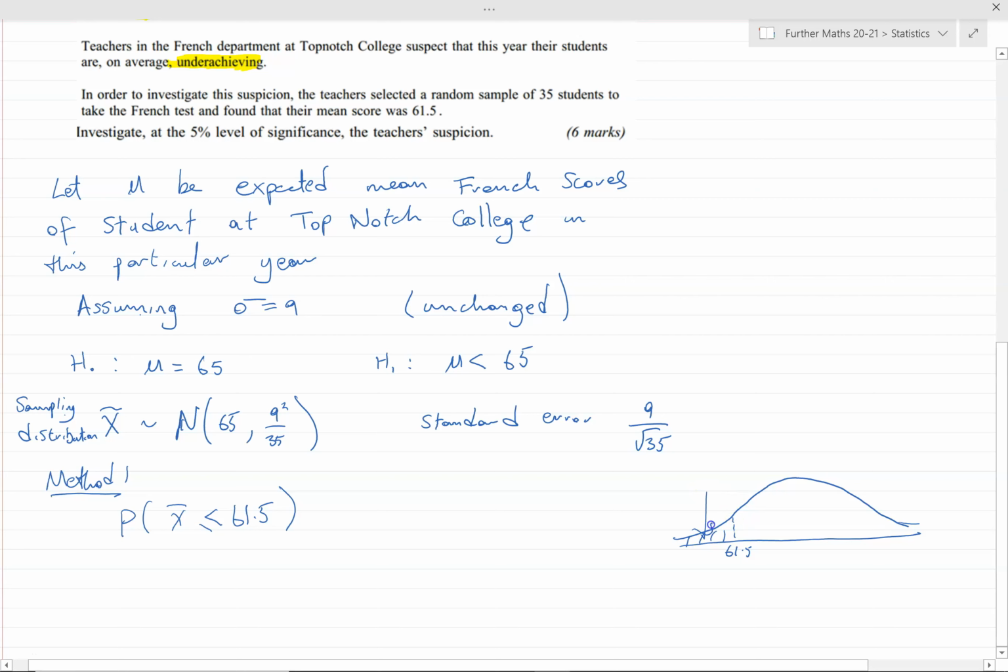If we work that out, assuming that the mean is 65, and it's less than the 5% significance level, we then conclude that perhaps the mean is not actually 65 and it is less than that. Okay, so we're going to use a calculator for this.